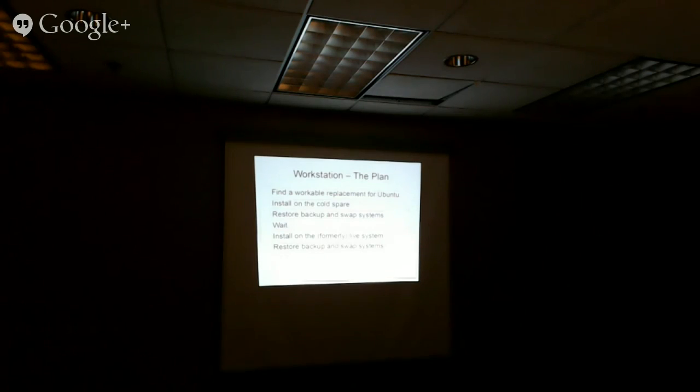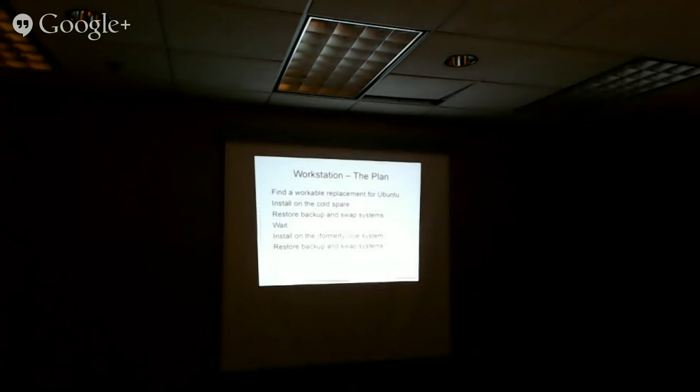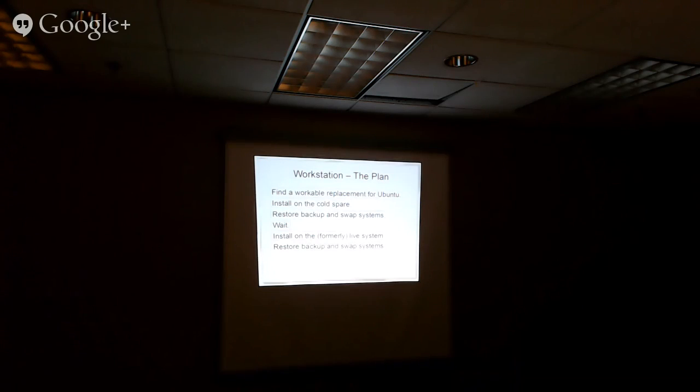So, this was the plan. Find a workable replacement for Ubuntu, install it on the cold spare, make sure that it seems to be working, restore a backup of home onto the cold spare, swap systems. If Cataloger is happy, do an install on the formerly live system, restore backup, and swap systems. The reason for that final swap is that the live system has a faster processor and a faster video card and better performance.